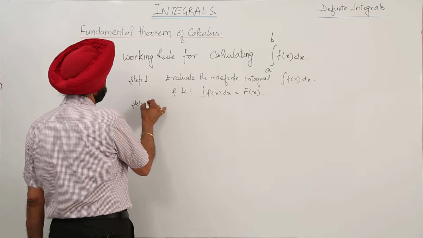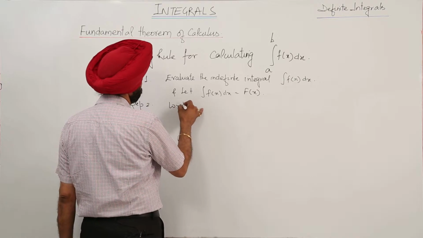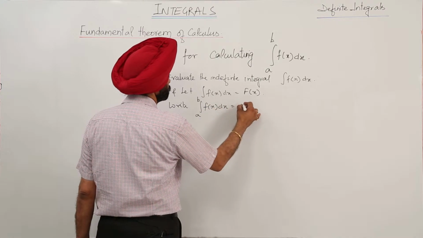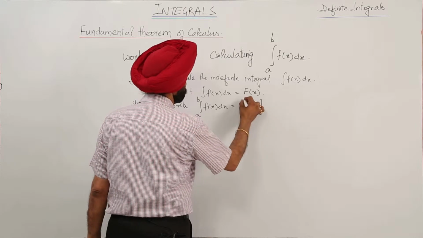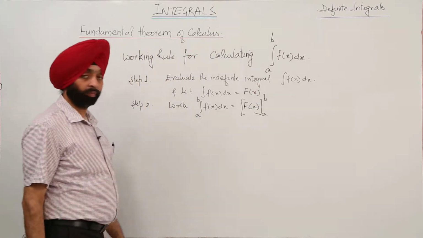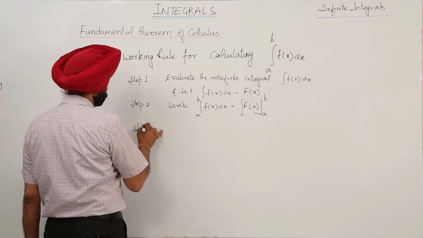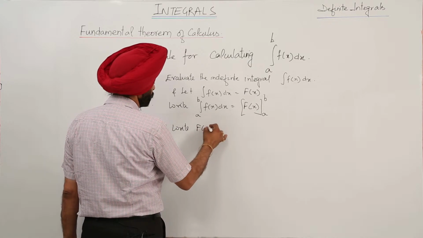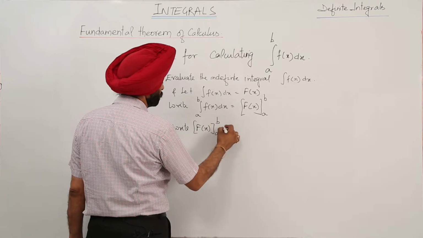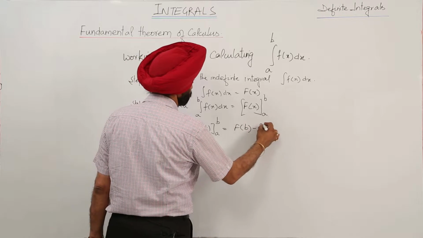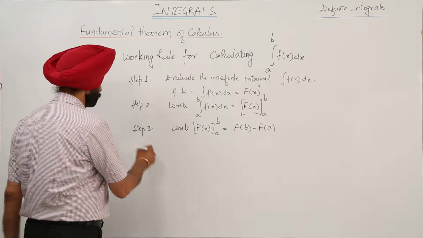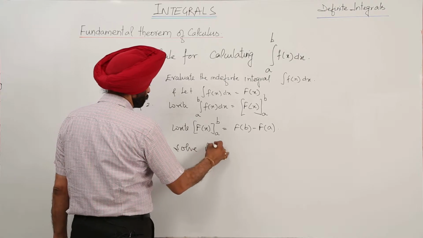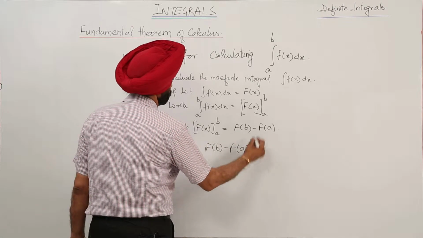Step 2, write the integral of f(x) dx is equal to F(x) from a to b. Step 3, write F(x) from a to b is equal to F(b) minus F(a). Step 4, solve F(b) minus F(a). These are the 4 steps.